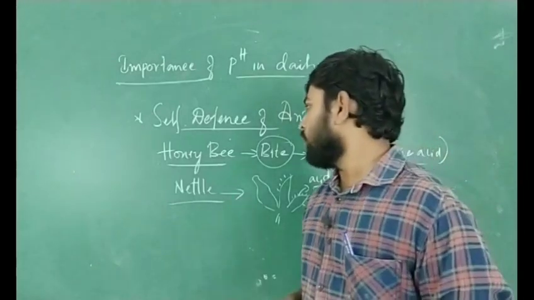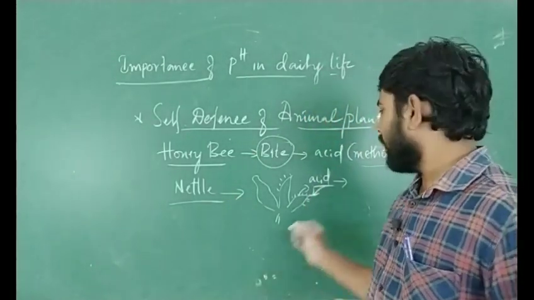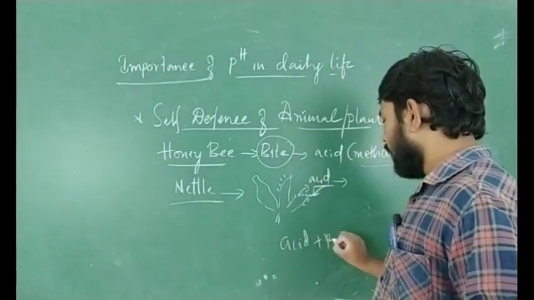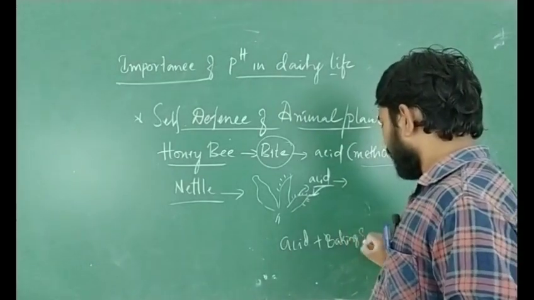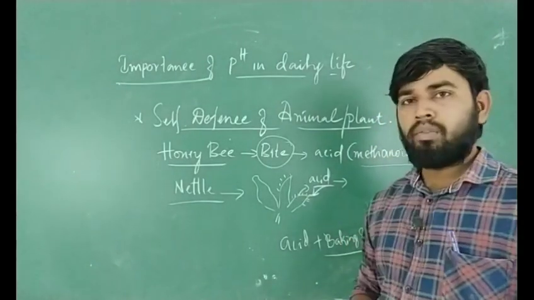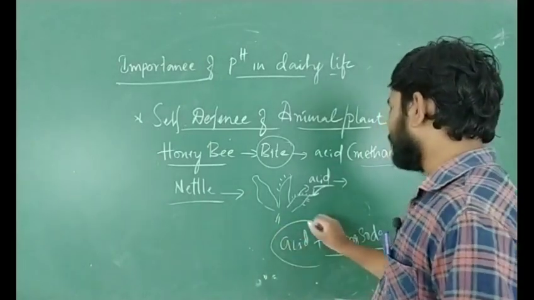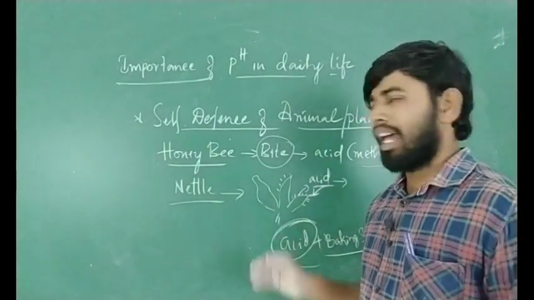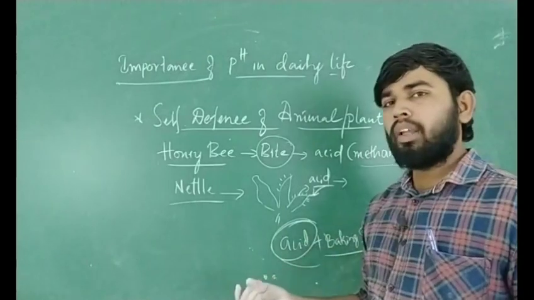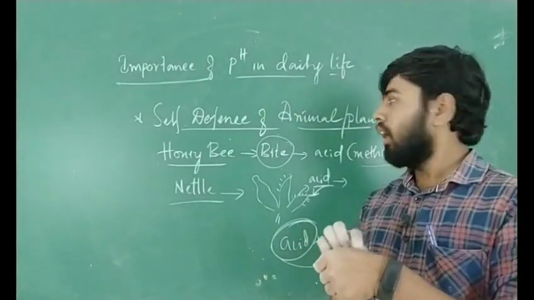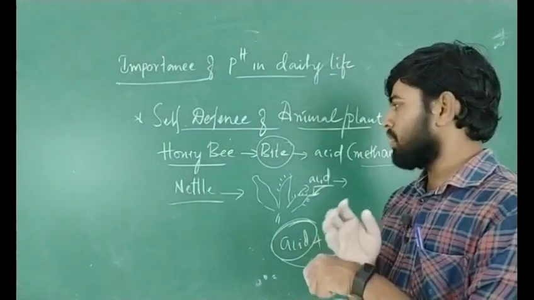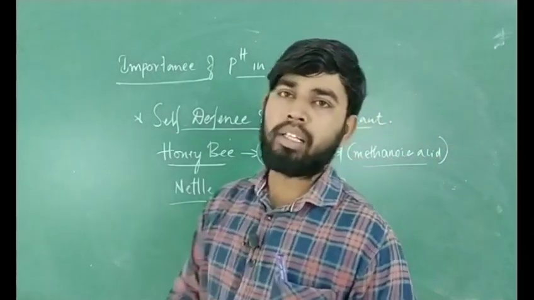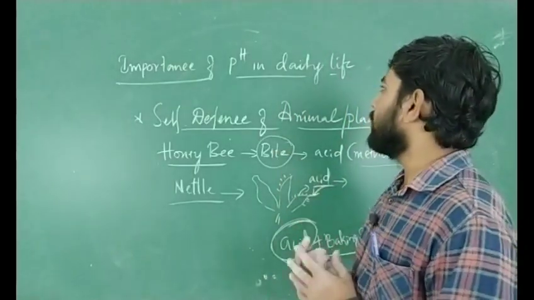So how can we neutralize it when a honeybee or other animal bites? It is going to produce an acid, so we can take baking soda. This baking soda is nothing but a base which can neutralize the effect of an acid produced by animals like honeybees or ants. By taking baking soda, we can rub it on the area where the bite is. Okay, this is about the importance of pH in our daily life.